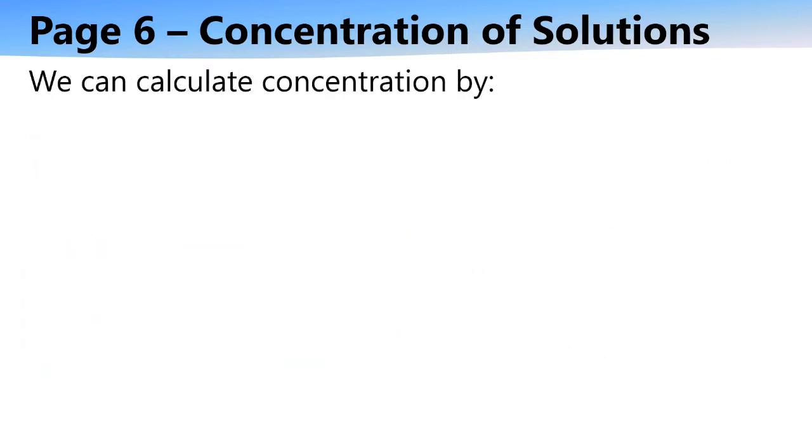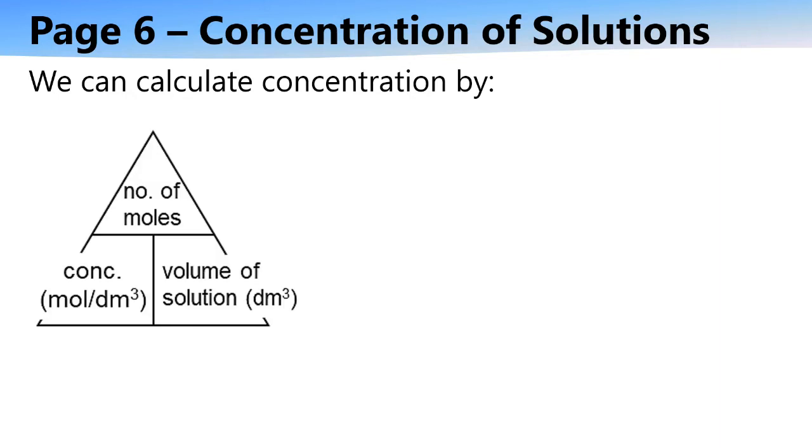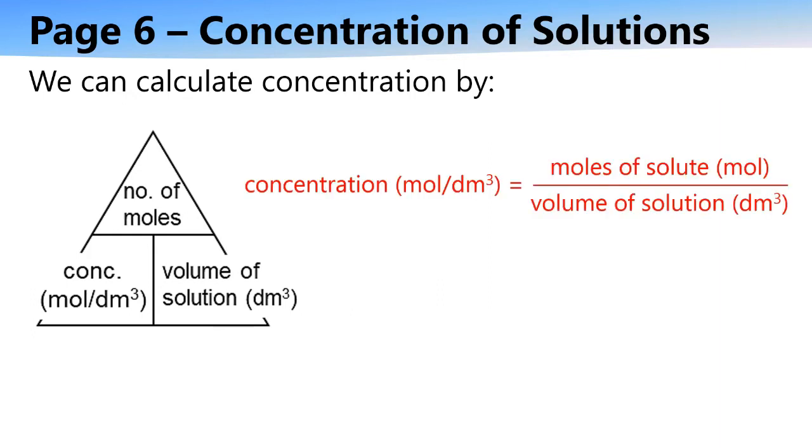We can calculate concentration by two formulas. For the mole per dm cube concentration, it is the number of moles of solute over the volume of solution in dm cube. You can refer to the formula triangle. For me personally, I prefer to use the equation form because it seems clearer to me.